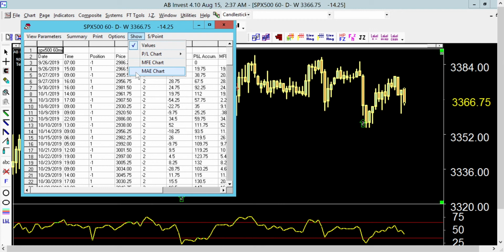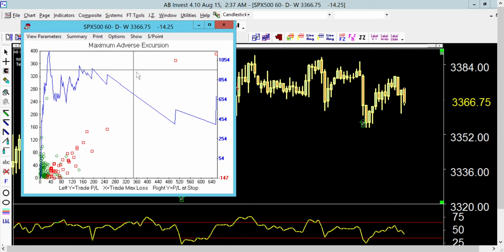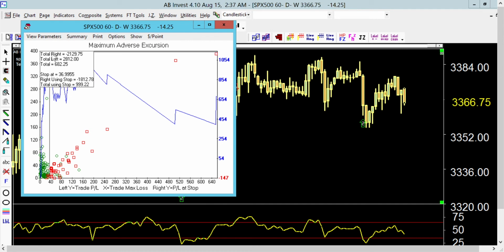So I'm going to the MAE chart. So what is an MAE chart? MAE chart is the maximum adverse excursion, where you want to put your stops in order to minimize your losses. As you can see, the blue line over here, which represents our profit chart, I'm seeing that around these levels actually the profits are topping. So when I click on the top of this line, actually I'm seeing that the profits are topping around 29 points or 30 points area.